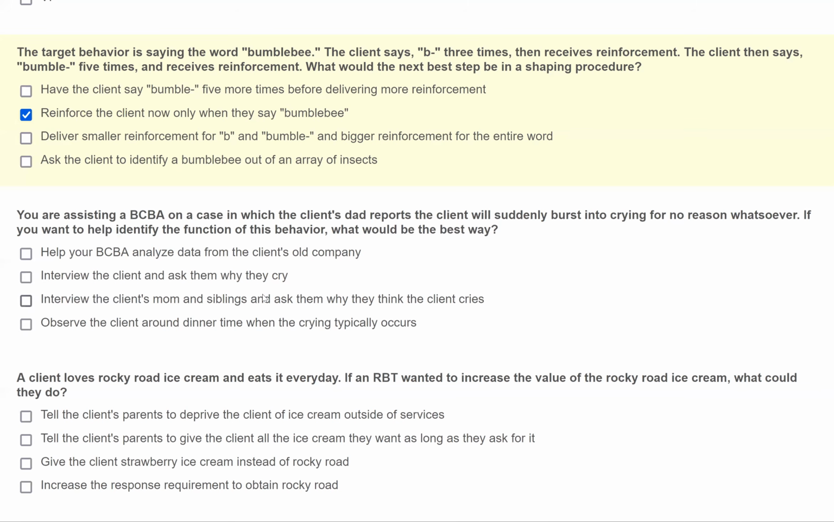A, B, and C are all indirect methods, which are fine, but we need to do more when we're talking about function. We have to do at least some sort of direct observation before we pick a function. So that's going to be D, which is observe the client around dinner time when crying typically occurs.